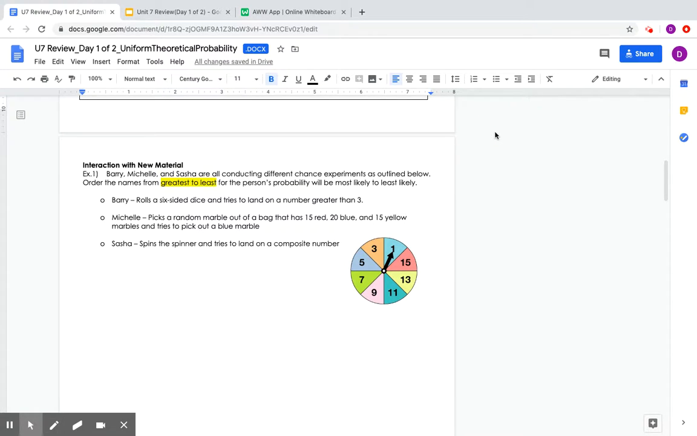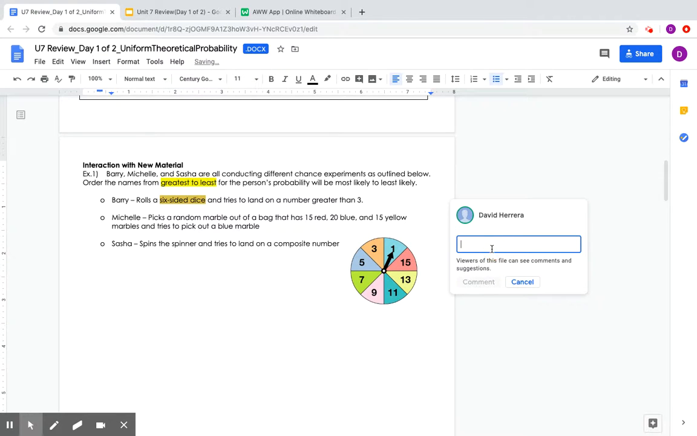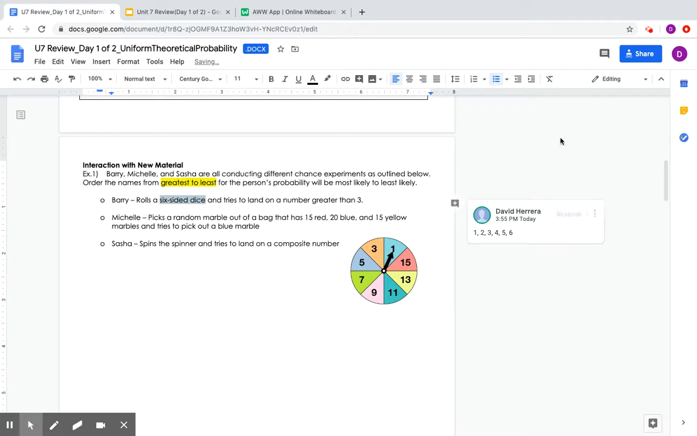Barry rolls a six-sided dice and tries to land on a number greater than 3. So right here, I want to annotate, we have a six-sided dice. And our first step here is to determine how many total outcomes it has, okay? So when you're rolling a six-sided dice, it could land on 1, 2, 3, 4, 5, and 6. So now we can count. We got 6 total outcomes.